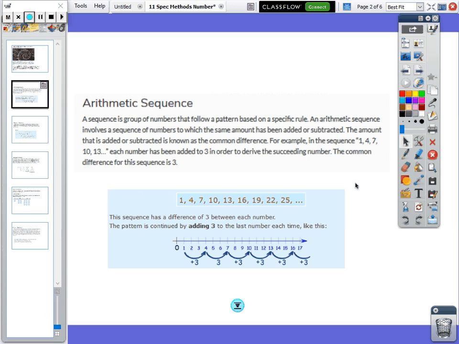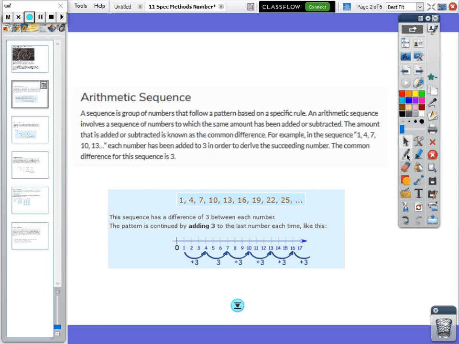The first one is called an arithmetic sequence, and we're going to do a big lot of maths on the arithmetic sequence. That's just a group of numbers that follow a pattern based on adding or subtracting, and this is called the common difference. Like in this pattern here, we're just going up by threes.